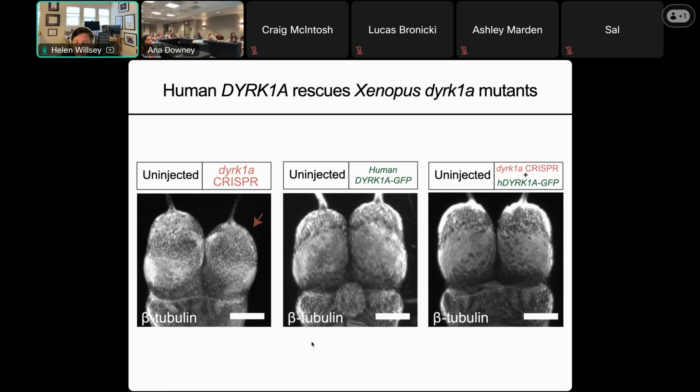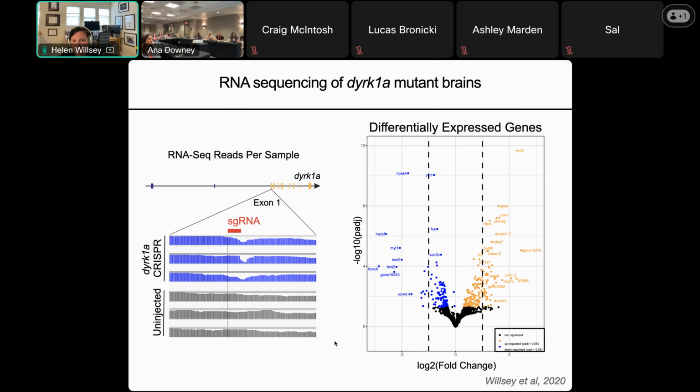So again, this gives some weight to the idea that the frog and the human proteins are able to compensate for each other and do similar things during vertebrate brain development. The next thing we wanted to do was say, well, why are these brains smaller? Like, what is going on here? What's the actual mechanism for why these brains are smaller?